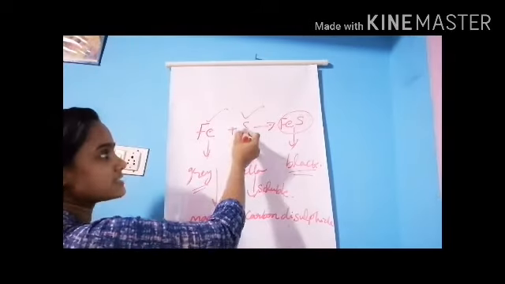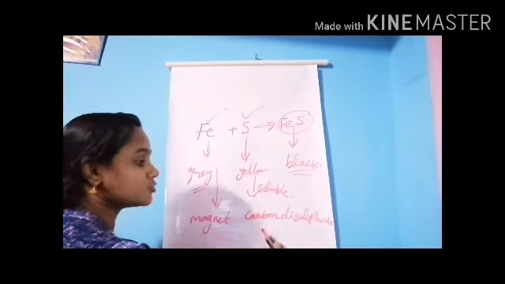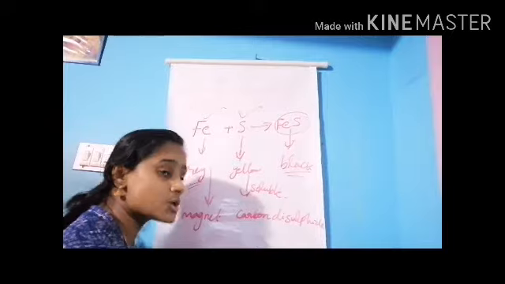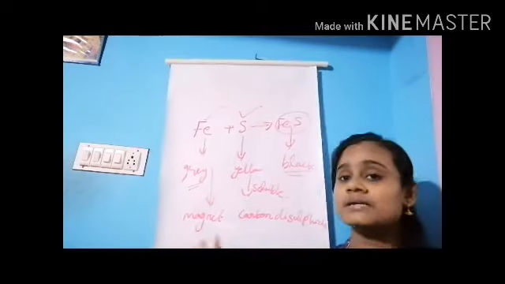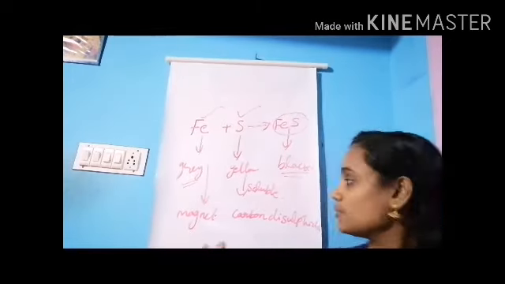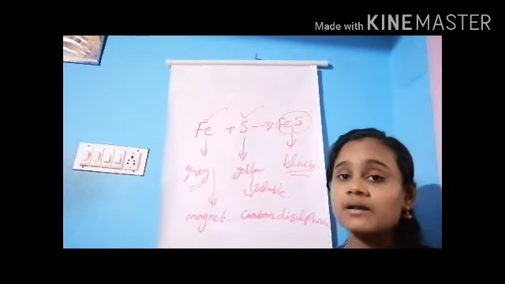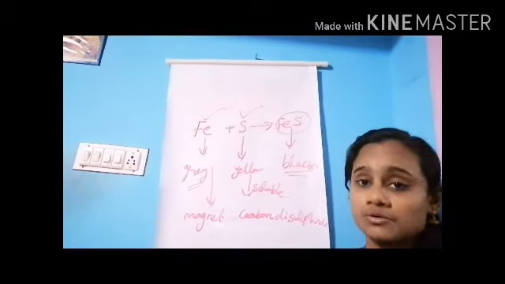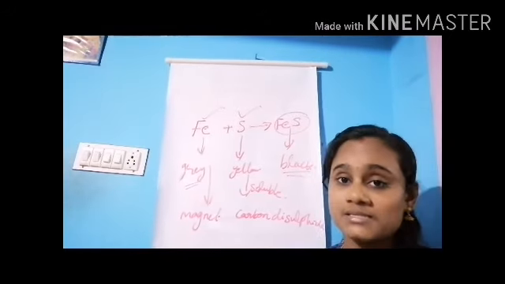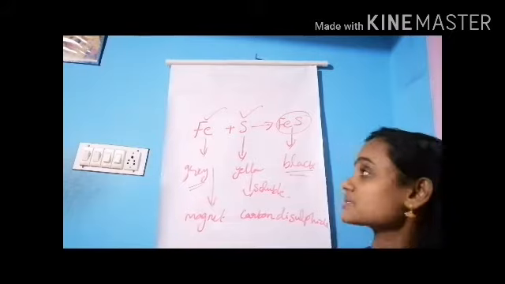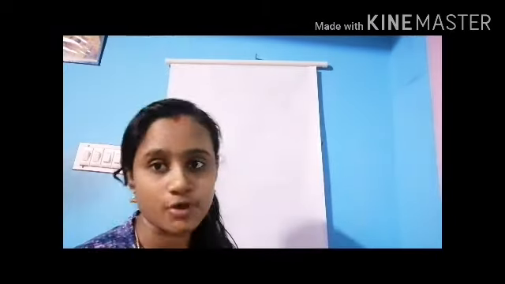So iron and sulfur combine to form iron sulfide. Iron is attracted by a magnet, and sulfur is soluble in carbon disulfide. But iron sulfide is neither attracted by a magnet nor soluble in carbon disulfide. So the properties of iron sulfide are entirely different from those of its constituent elements, iron and sulfur.